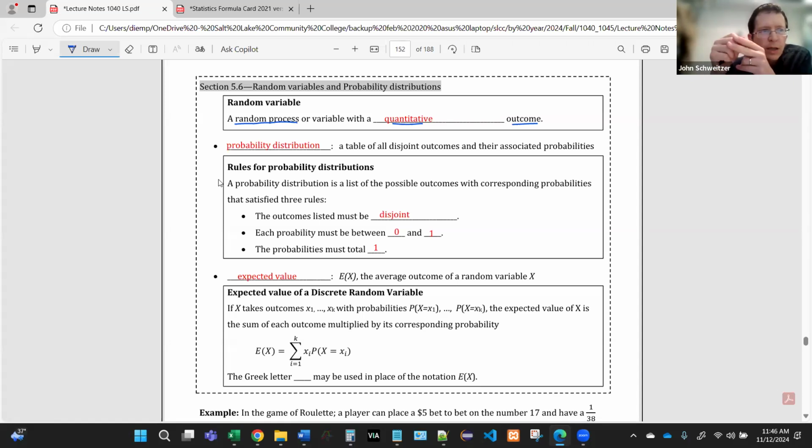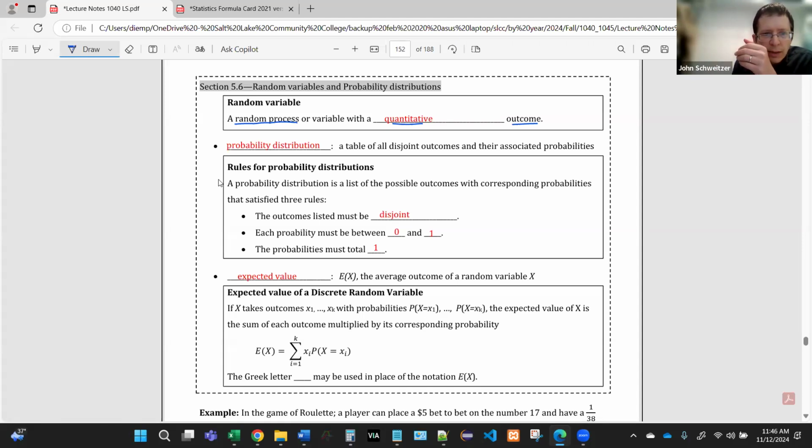If you roll 2 dice and you add the numbers of the 2 dice, that's also a random process. In this case, you can get something between 2 and 12. So there's randomness there. That's basically what a random process is.